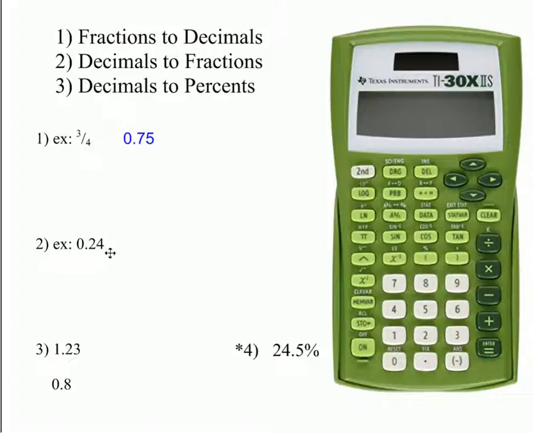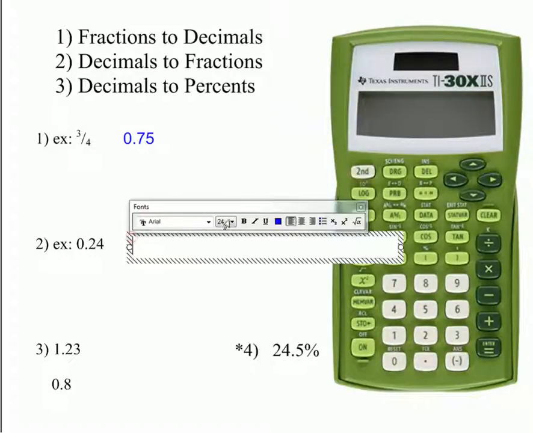Okay, next one, changing a decimal back into a fraction. I'm going to do the same steps, except I'm going to start with a decimal. So my decimal is 24 hundredths. So in my calculator, I'm going to put 0.24. Again, 0.24. I'm going to hit second, and then I'm going to hit the FD, fraction to decimal button.